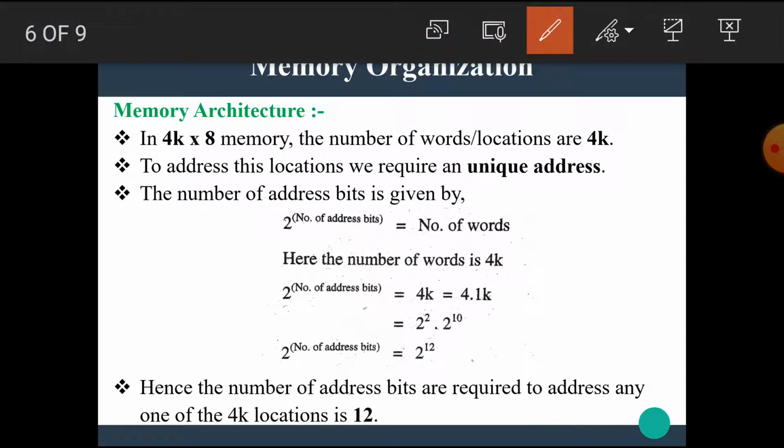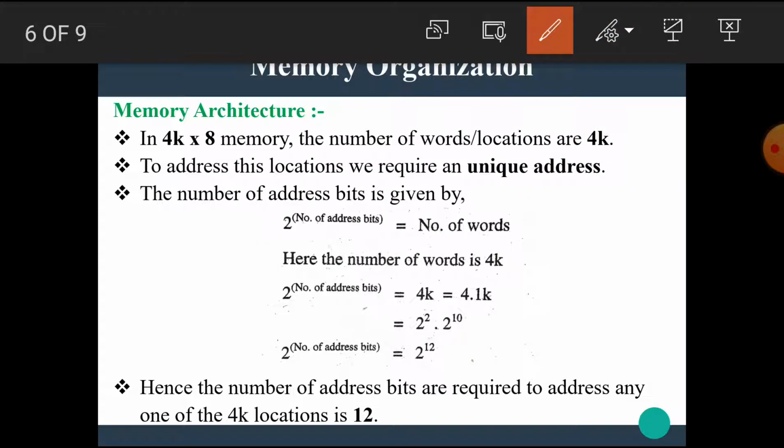In a 4K by 8 memory, the number of words or locations is 4K. To address these locations, we require a unique address. The number of address bits is given by, we know that there is a 4K by 8 memory which has 4K memory locations. To access these 4K memory locations, the CPU requires the address of these locations, and the CPU sends the address of these locations through the address bus.